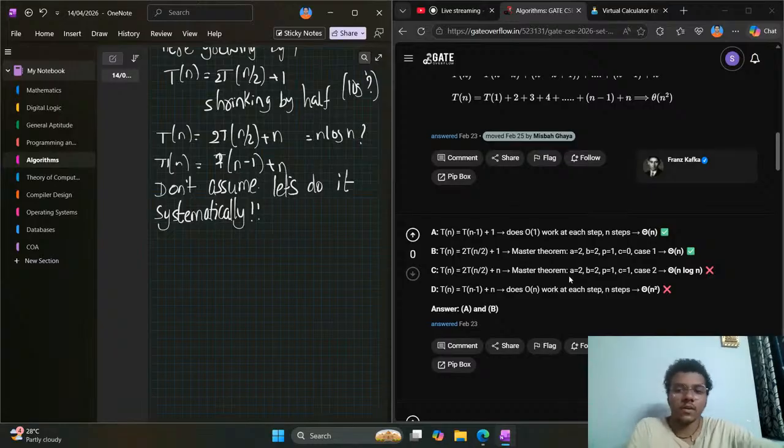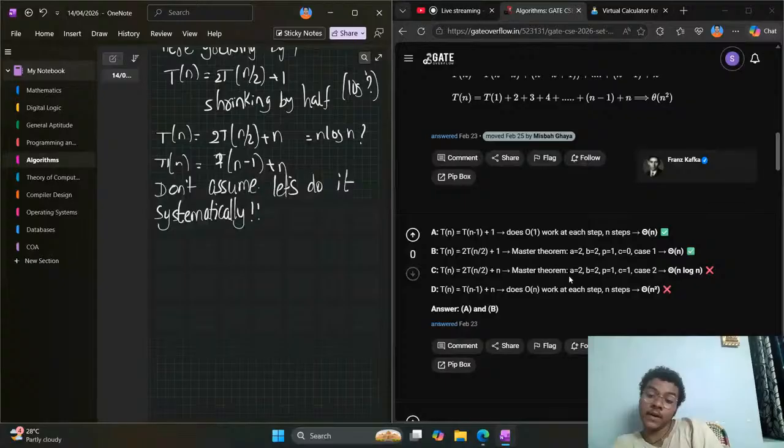So one work at each step and there are n steps, okay. By master theorem. Okay, since it is master theorem, he did not like.